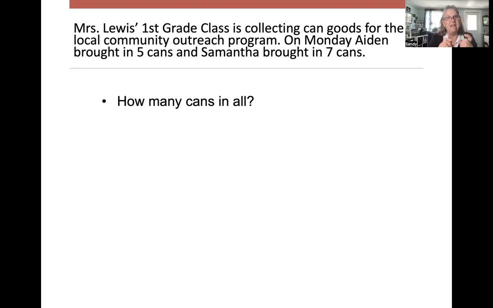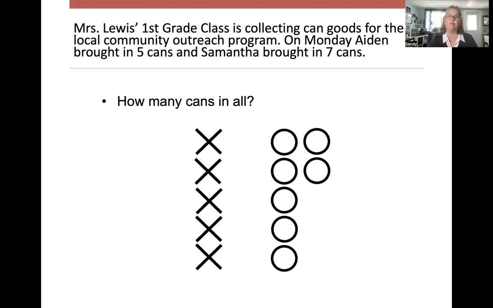And again, you may think that the natural question is how many cans in all? But see, what I want to ask your child is, what questions could you now answer? Once you understand the problem, what could you answer? How many cans in all? Great. And that drawing will work well for us to find how many cans in all.